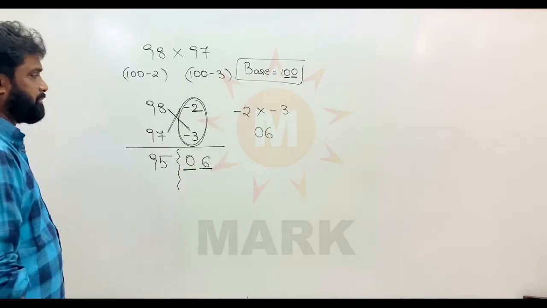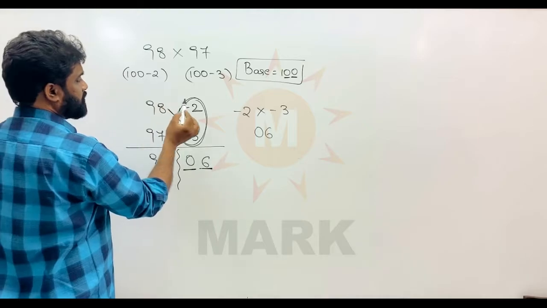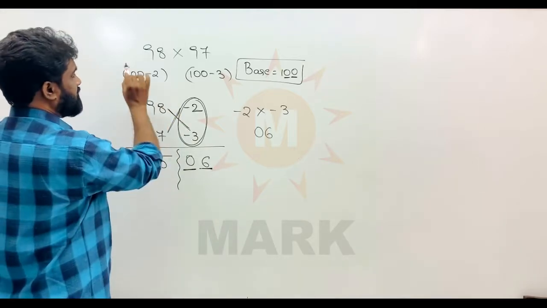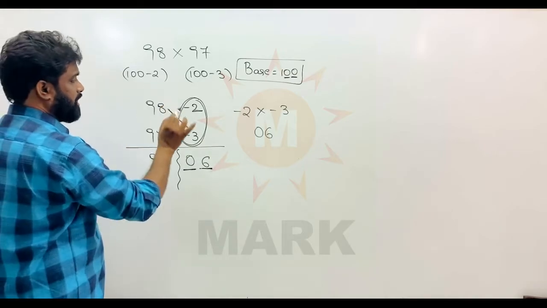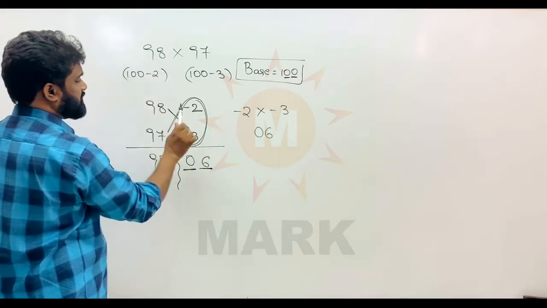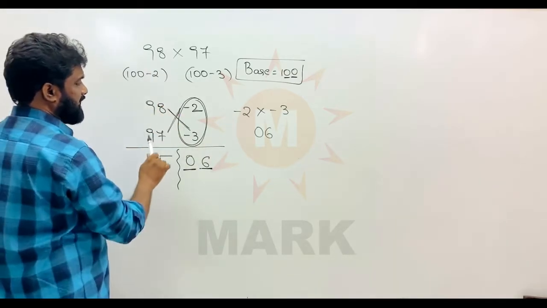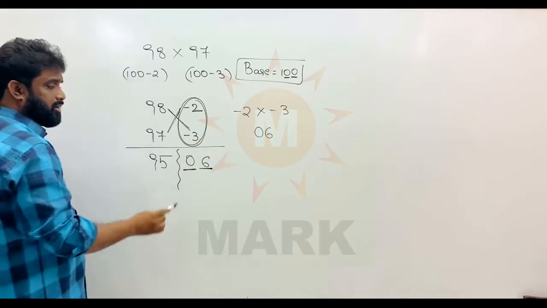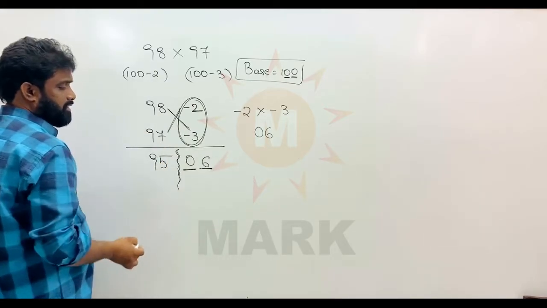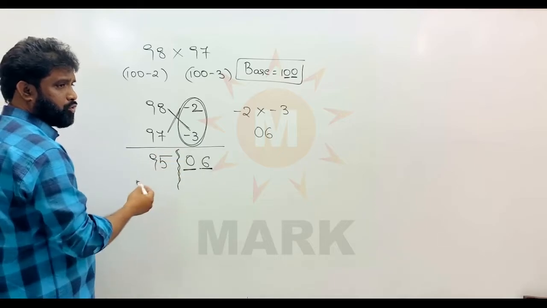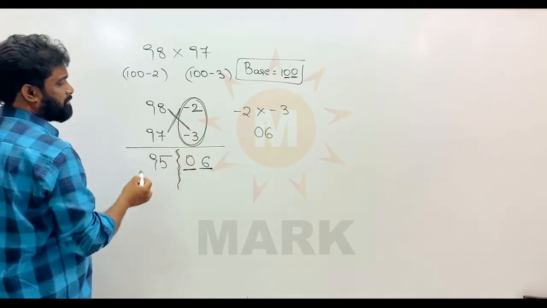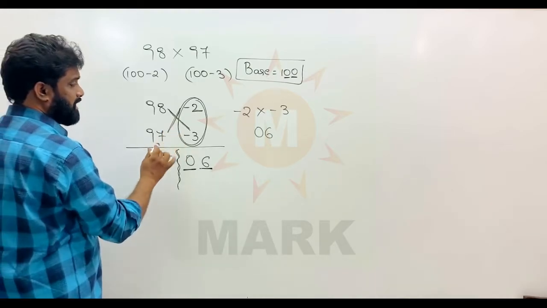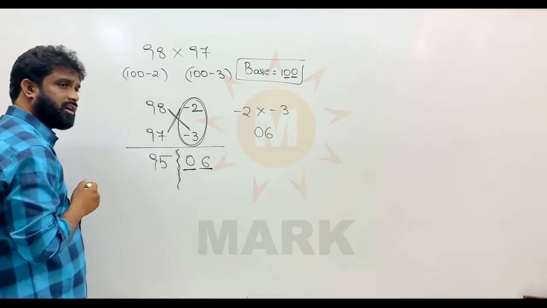Understood? If I repeat here, 98 is 2 less than 100. First of all, these are in the lower neighborhood of 100. That's why 98 is 2 less, that's why -2. 97 is 3 less than 100, that's why -3. So you have to divide the answer into two parts, left side part and right side part. First the left side part, what is that? You have to write the cross sum. 98 minus 3 or 97 minus 2, 95 only will come.